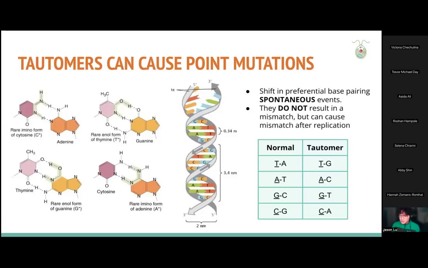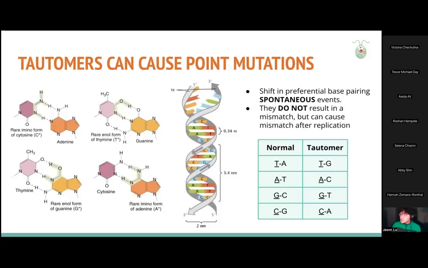Nothing is wrong. However, when we tear those two strands in our DNA apart and replicate and then undergo our cell division, one of the cells is going to be left with a T to G because in its tautomeric form, our T wants to base pair with a G.